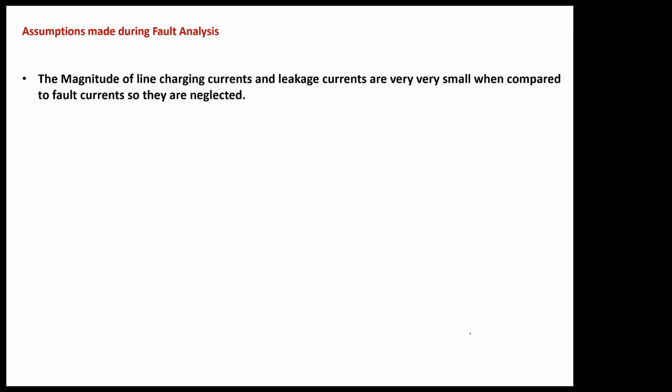The next assumption is about the magnitude of line charging currents and the magnitude of leakage currents. Line charging current is the current that flows through the shunt capacitance, which we have studied in transmission lines, where we have written IC equals C parameter into V phase. This is the line charging current.